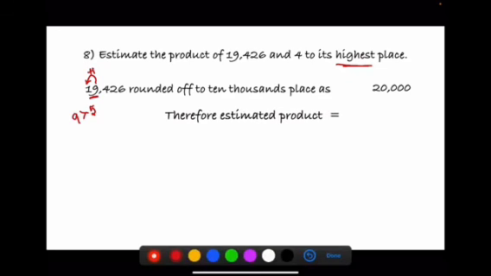Now therefore the estimated product would be 20,000 into 4 is equal to, what would be the product? Children, as I have told you, you can just multiply and keep the zeros as they are by the side. 4 2s are 8, zeros written just next to it. So I get 80,000. I hope all of you have understood, children.